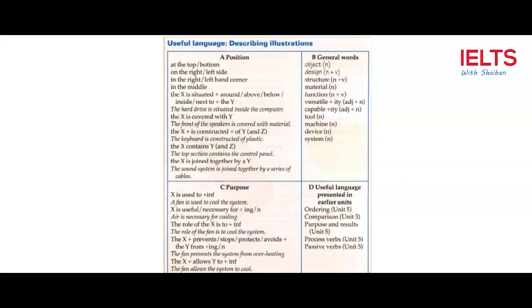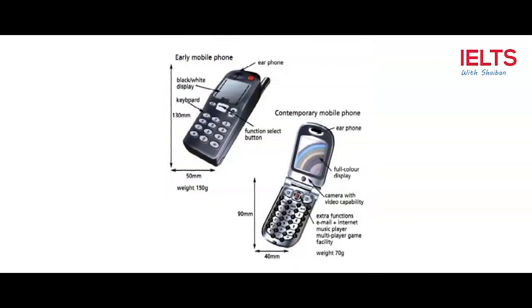And of course, when you talk about these illustrations or these figures, you have to show the position and the function or the purpose of that area. For example, if you look at the figure again, in the first figure, you can see here the screen here is different from the screen here in the contemporary. So you can say, for example, on the top side or the top part of the mobile, there is a black and white display screen where users can just see the numbers and maybe the names of the colors.